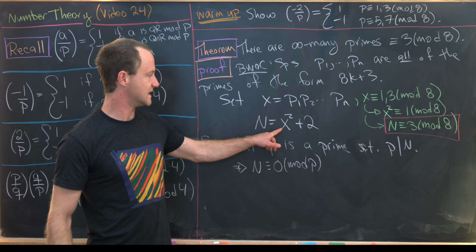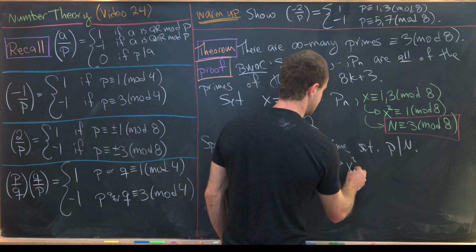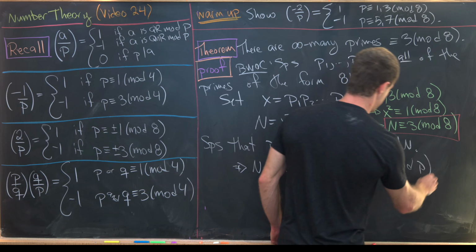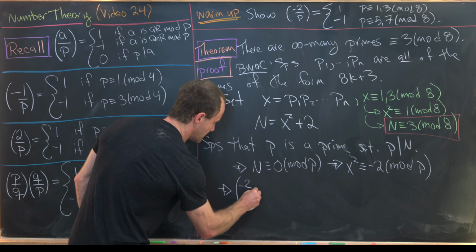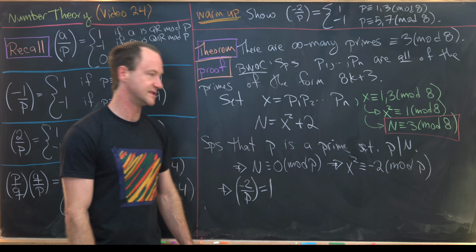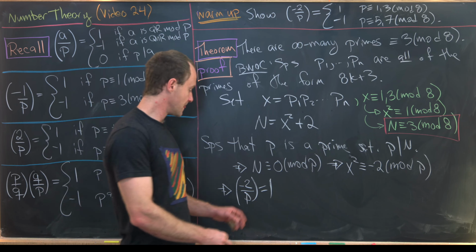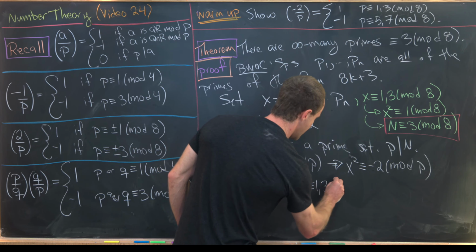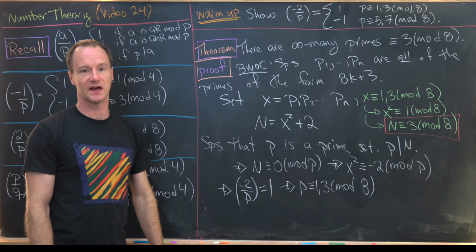But plugging in this value for n, this x squared plus 2, and moving some things around, we see that x squared is congruent to negative 2 mod p. In other words, the Legendre symbol of negative 2 over p is equal to 1. Negative 2 is a quadratic residue, so its Legendre symbol gives us an output of 1. But now let's notice that that means p is either congruent to 1 or 3 mod 8. And that's by this warm-up exercise up here.